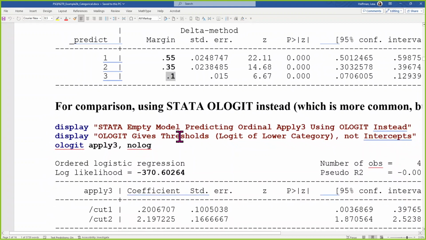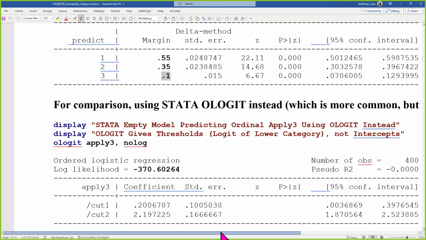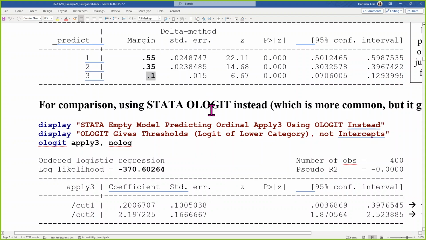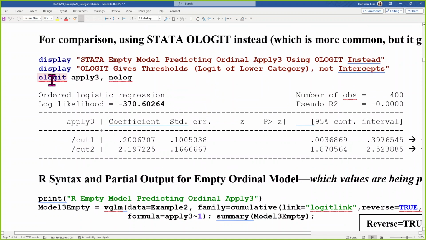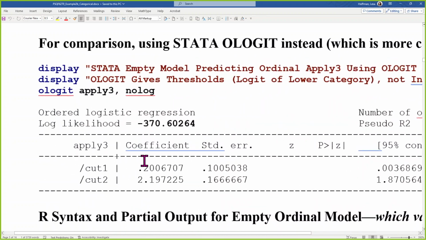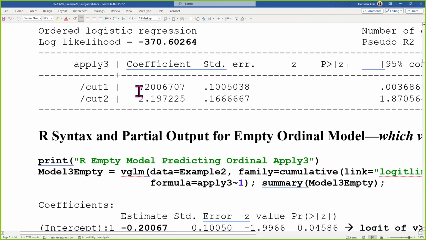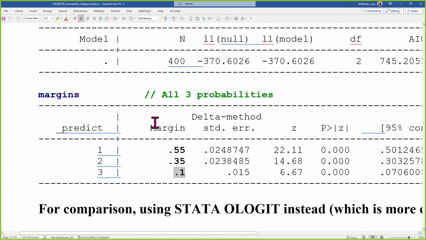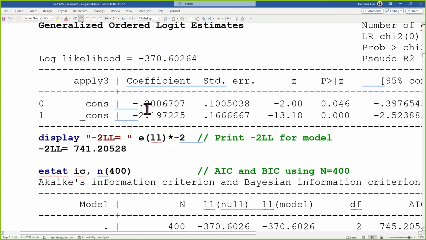Now let me show you why I went to the trouble to find GoLogit. Here's OLogit. OLogit all by itself, the built-in Stata package. Do these numbers look familiar? 0.2 and 2.2. Isn't that what we had before? Negative 0.2 and negative 2.2.